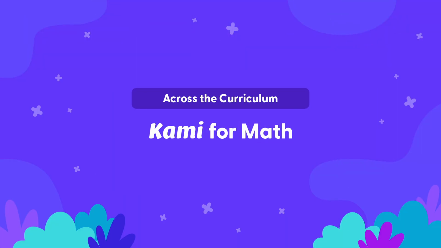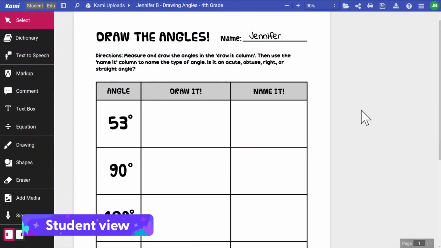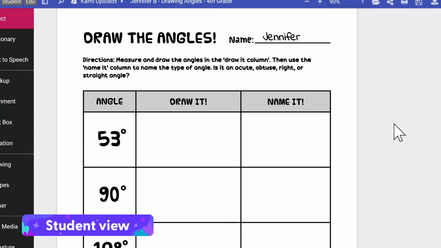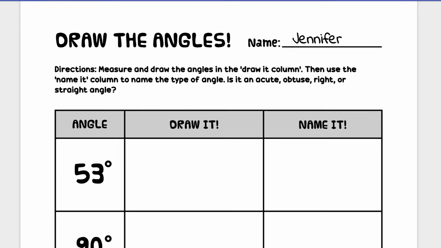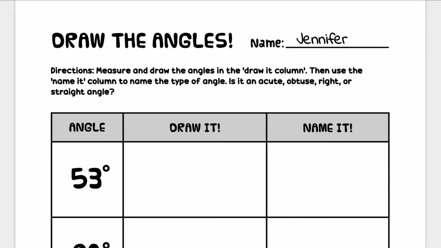From solving math equations to drawing angles and plotting graphs, Kami has the tools your students need to complete their math assignments for any grade level. Let's take this example from the point of view of a 4th grader, learning to measure and draw angles. The task is to draw the given angles and then label them accurately.